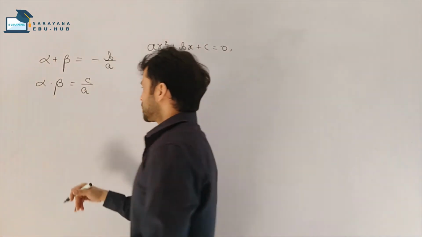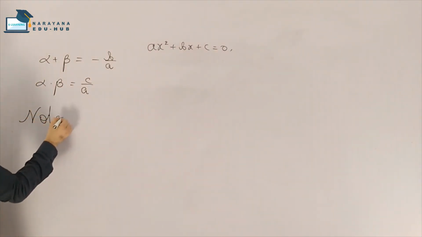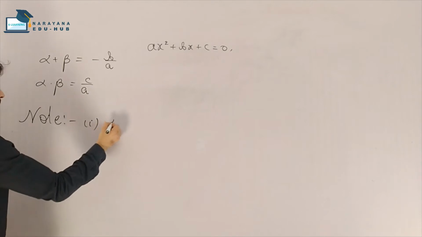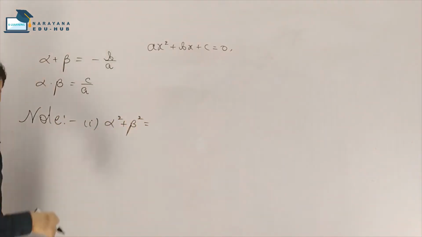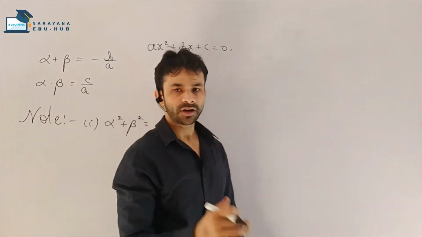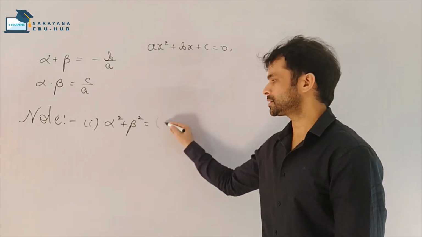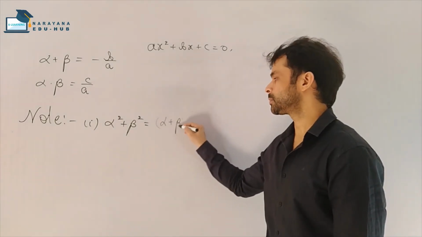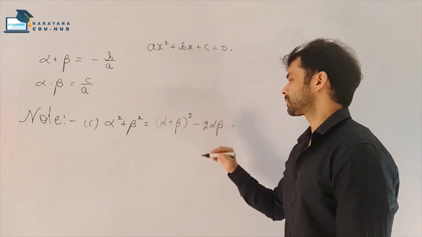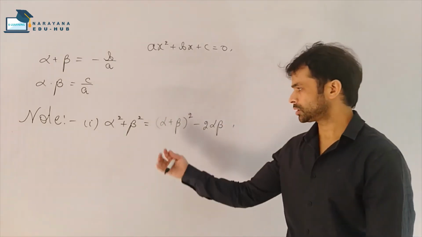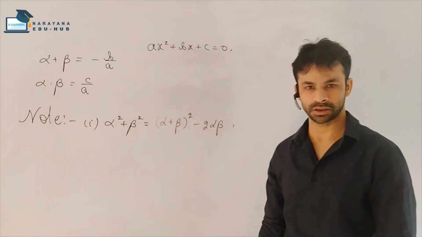So now based on these things, you can have very simple problems like find the value of alpha square plus beta square. Using these results you can easily find. What you will do, you will write this as alpha plus beta whole square minus 2 alpha beta. Here you will put the value of alpha plus beta, here you will put the value of alpha into beta.